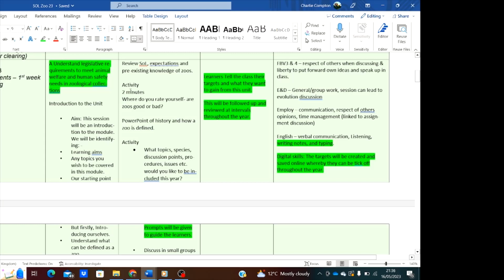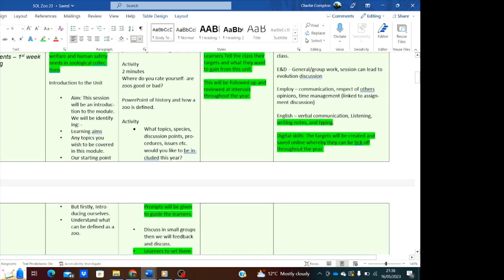So we've got our connect here, 2 minutes, rate yourselves, rate how you feel, how zoos are, good or bad. Then there's a bit of a PowerPoint, and then we will discuss what they want to learn and make those targets for the year. So I've added a couple of bits into this column here. We're going to do digital skills, so we'll be including a bit of an online platform where they can mark off these targets as they go. So it's ticking off that.